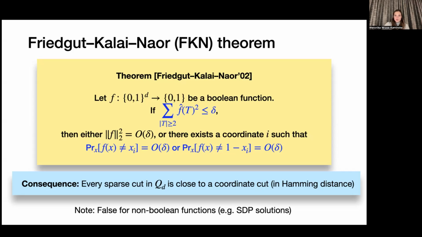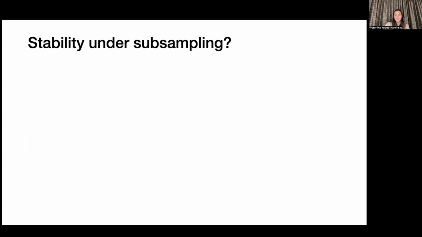Okay, so now that we know that before subsampling the sparse cuts are close to coordinate cuts, what happens after that we sample? Remember, our goal is to show that the sparsest balanced cut differs from a coordinate cut in at most an epsilon fraction of the vertices, for some epsilon equals 1 over poly d after the subsampling.